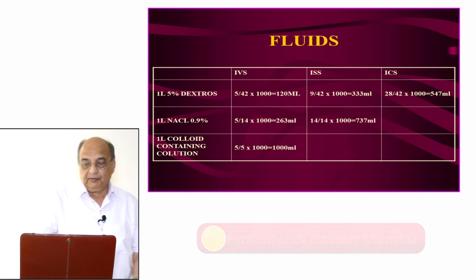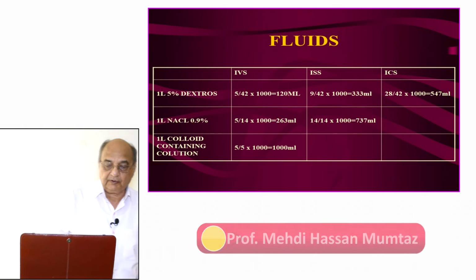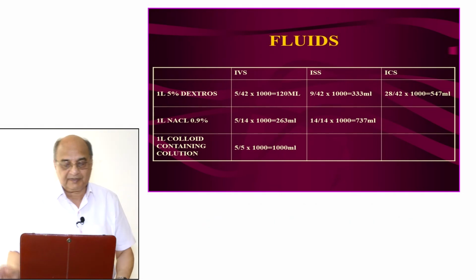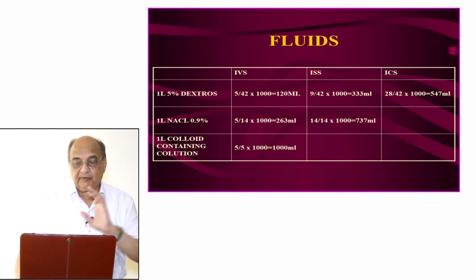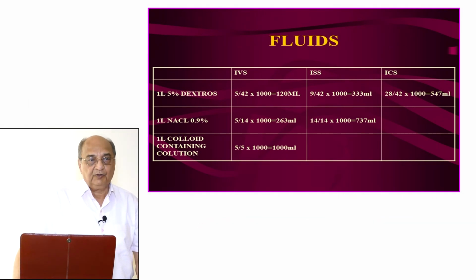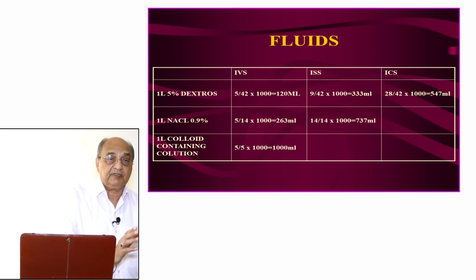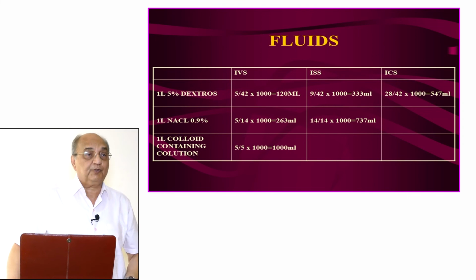Now, before we give saline solution, 0.9%, first we do 5% extra water. What happens to the interstitial compartment? The interstitial compartment has 9 liters of water. Out of 42, multiplied by 1000 of the 5% extra water you are giving, it comes out to be 333 mL. So about 333 mL of 5% extra water will stay in the interstitial compartment. The rest will go into the cell, which is about 547.